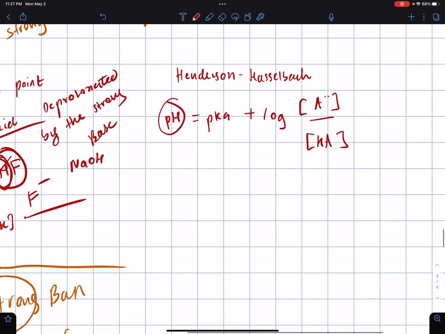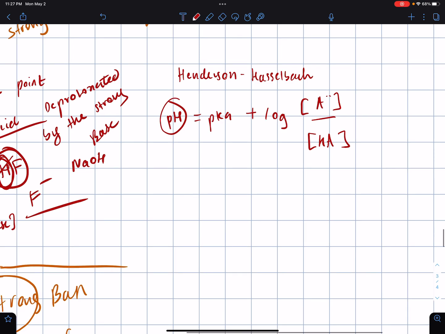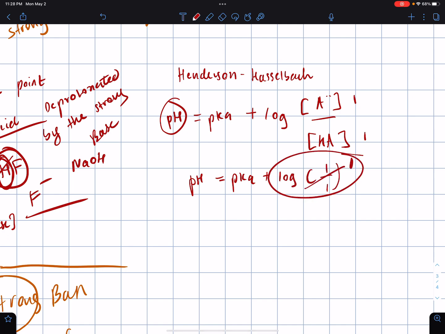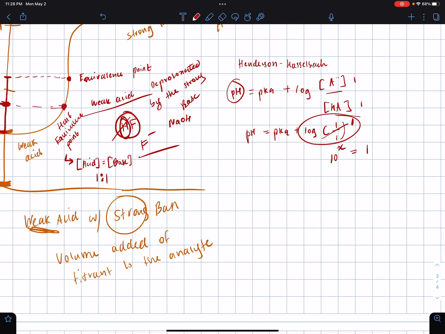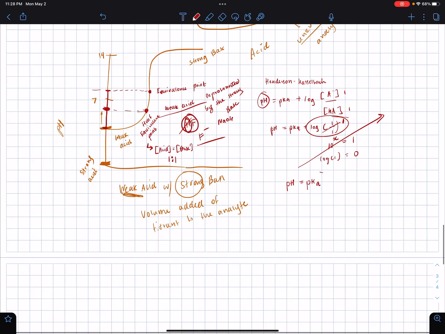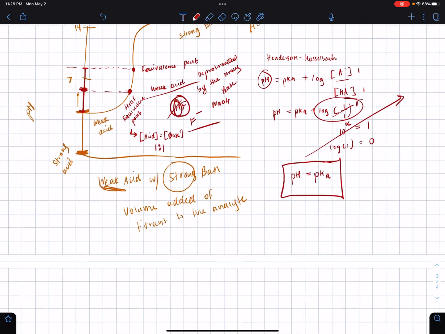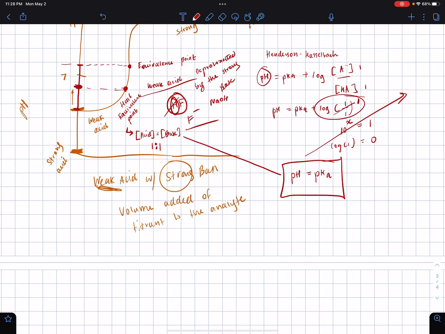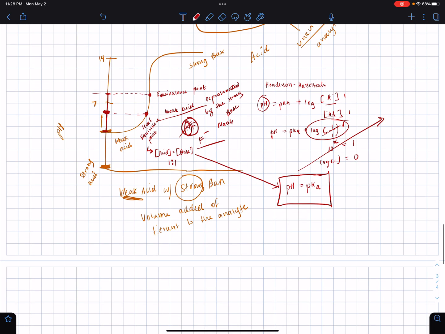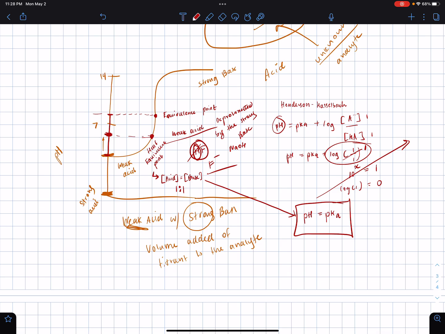So what does that mean? We are going to have 1-to-1, so let's fill that in. pH equals pKa plus log of 1/1, which is just 1. And then the log of 1 would be 10 to the what equals 1. 10 to the 0 equals 1. So the log of 1 equals 0. So we can cancel that. We have pH equals pKa. So this is a really important property that you have to understand. At the half equivalence point, the pH is equal to the pKa. And this is true of any monoprotic titrations.